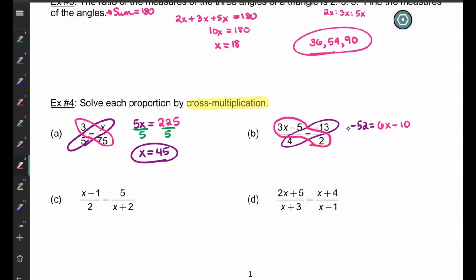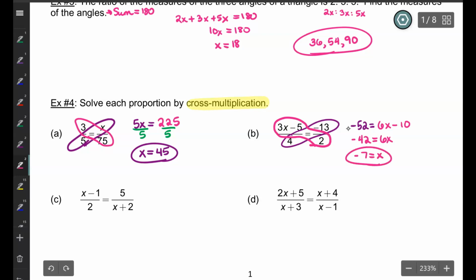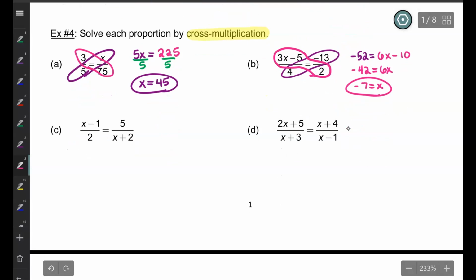Go ahead and add 10 to both sides. That'll be a negative 42 equals 6x. So x is negative 7. Again, if you want to pause it here and see if you can get the last two on your own.